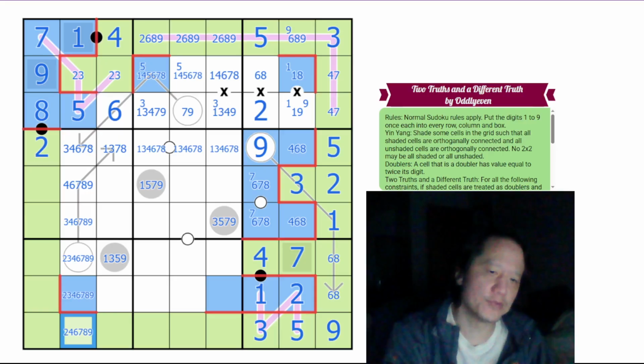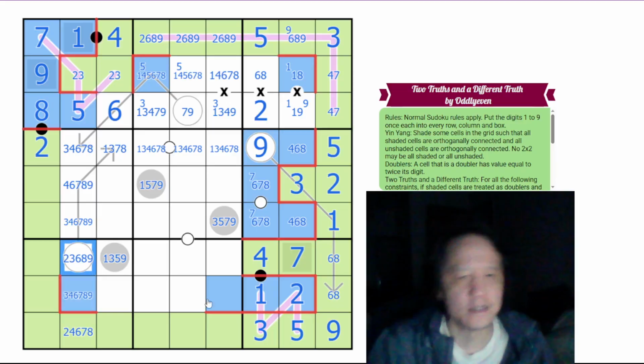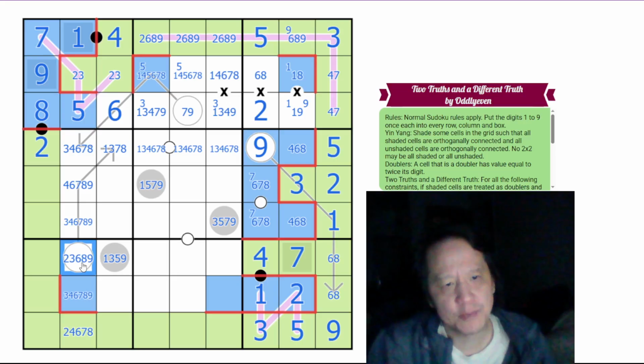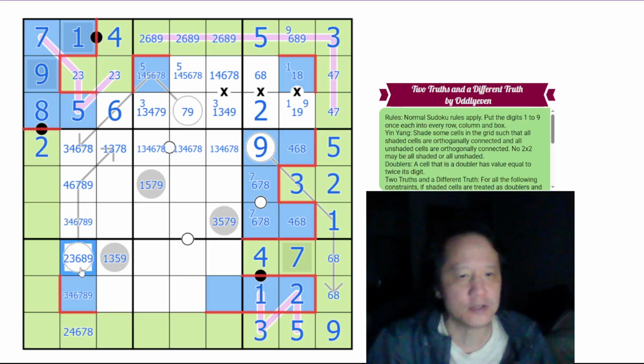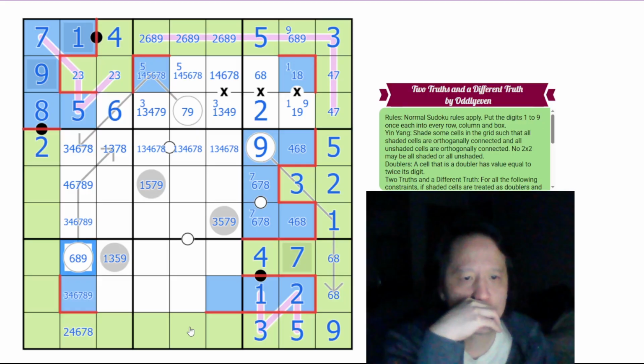This can't be 3 or 9. This can't be 2. This can't be 4 or 7. This can never be 2. Can't be 2 doubled. Can't be 3 doubled either. So it can't be 2 or 3 here, because it's at minimum 8.